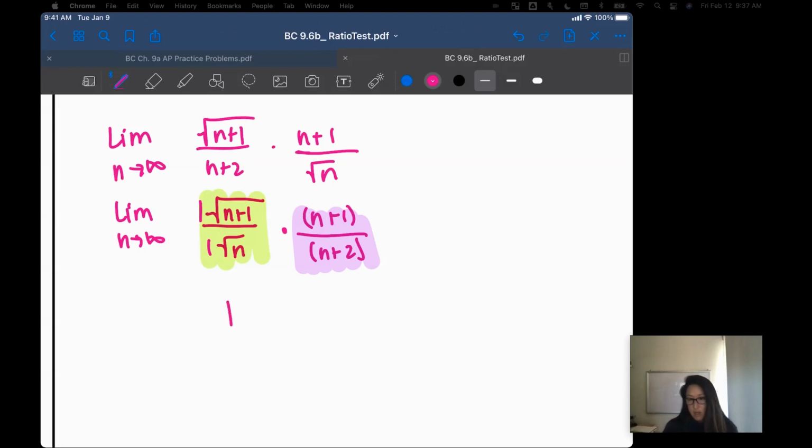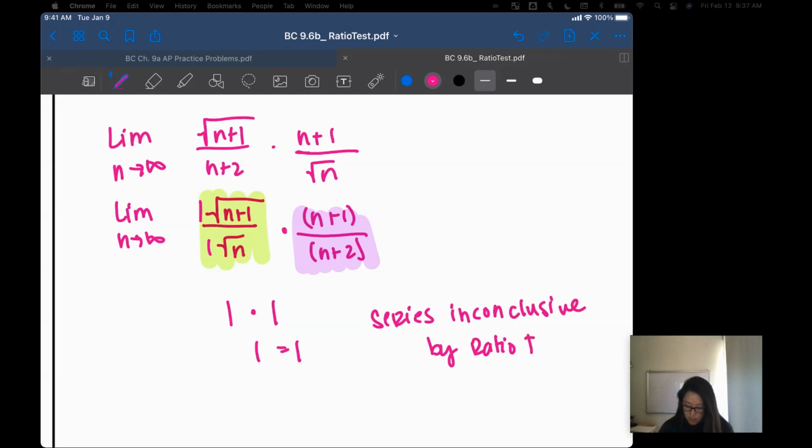The second fraction, they also have equal degrees. So I'm going to divide the coefficients to give me 1. 1 times 1 is 1, which is equal to 1. So the series is inconclusive by the ratio test. So we need to choose something else.